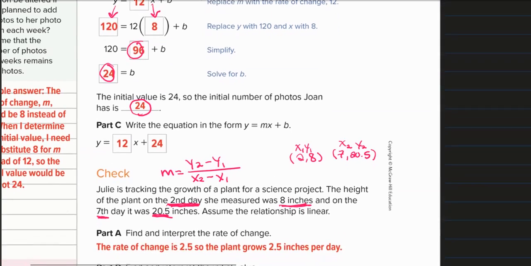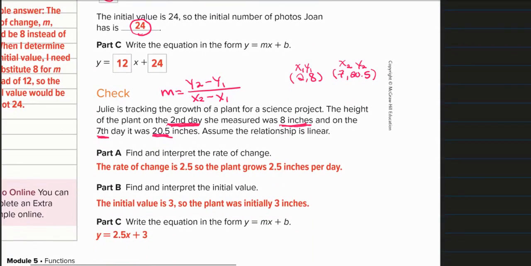Now that you've tried that, let's look at our answers. So here are the answers. Let's talk about it. So the rate of change is 2.5, meaning the plant grows 2.5 inches per day. So if we plug our points in, we're going to have our slope equals 20.5 minus 8 over 7 minus 2. This is what your equation should look like.